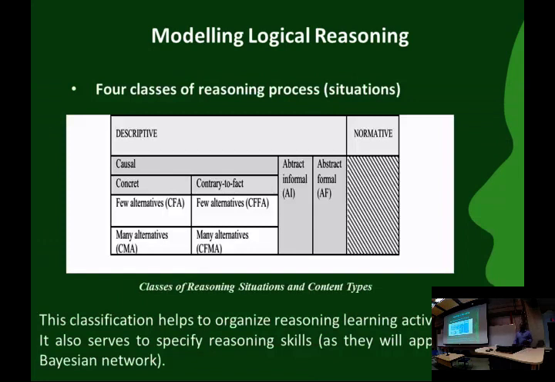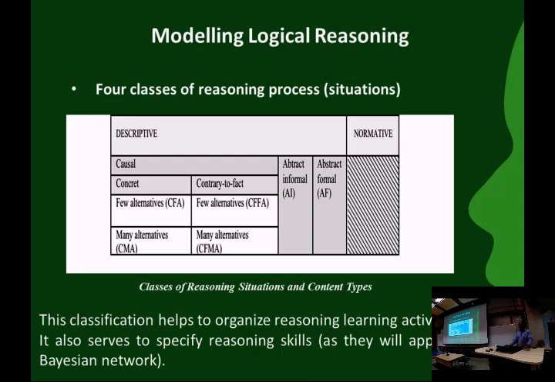In terms of knowledge typology, we also use something that was provided by one of the members of our team, a psychologist of reasoning, who said that, in fact, knowledge about reasoning is situated in different contexts. So there are six classes or categories of reasoning, where I'm naming the causal, for example. I mean, causal reasoning can be run in a concrete situation, in an abstract situation, or even in a contrary-to-fact situation.